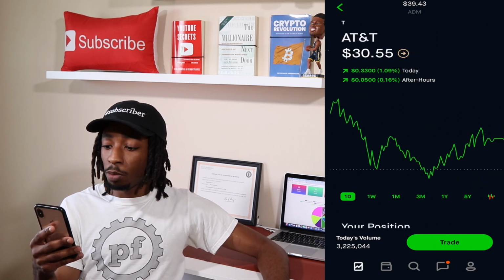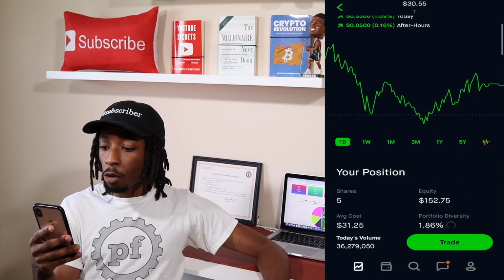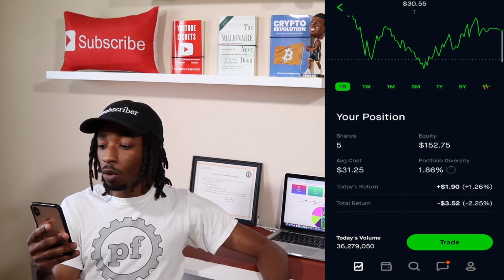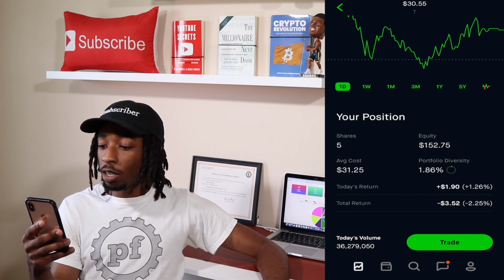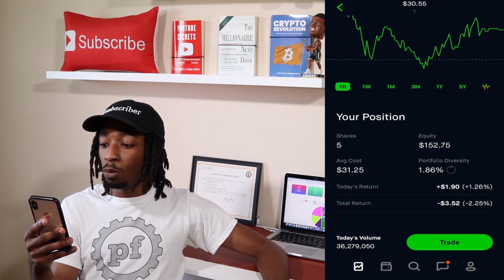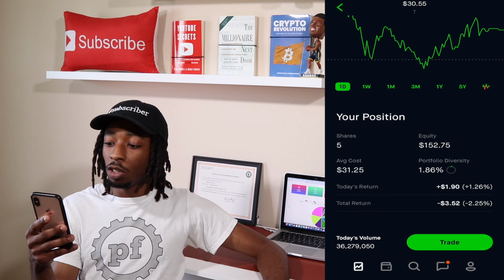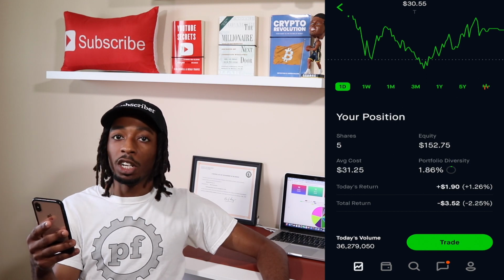So we look at the next position will be AT&T. Moving on down to the position, I have a total of 5 shares. The average cost, $31.25. I'm down on this position at 2.25%, which is equivalent to 3.52%.